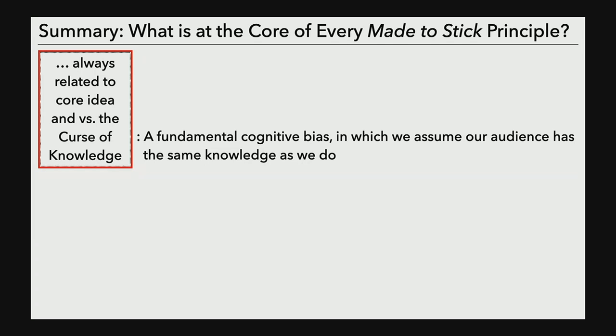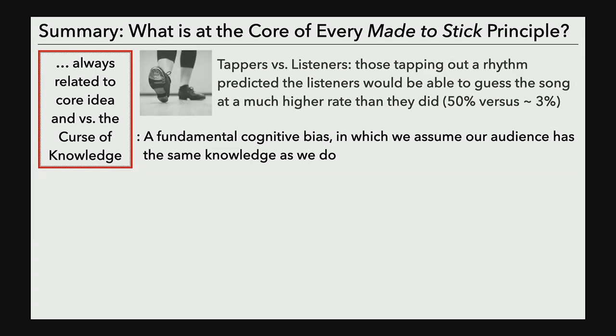So Chip and Dan Heath used the social experiment of the tappers versus listeners to model this, to give their sticky example of the curse of knowledge, where they asked those who were tapping out a song to predict the rate at which listeners could guess the right song. The tappers guessed about 50%, whereas in reality, only 3% of those listening could get the right song, right? So this is a good illustration of the curse of knowledge. If you know something, you're going to overpredict the ability to get it right or to understand it, okay?